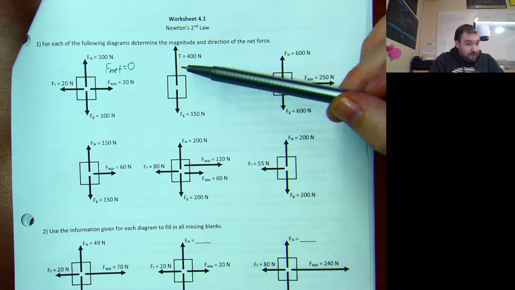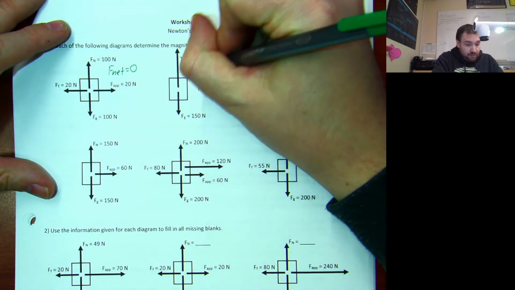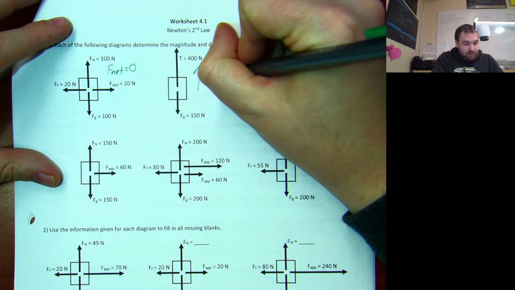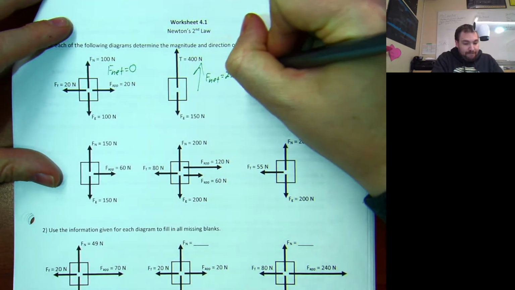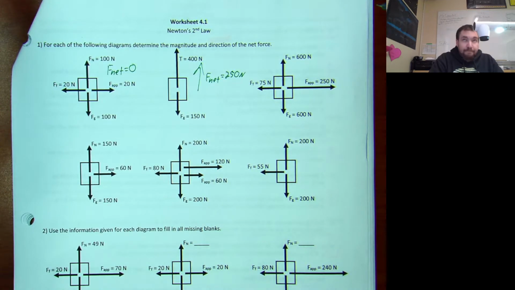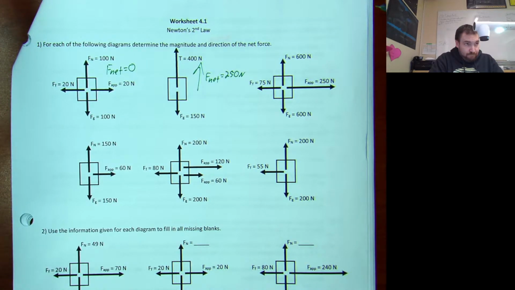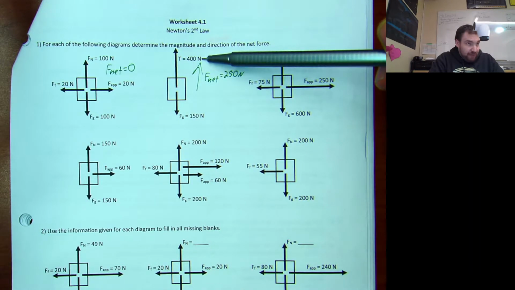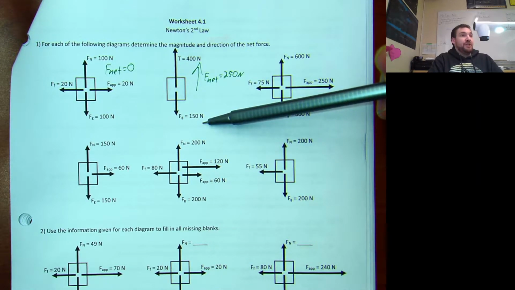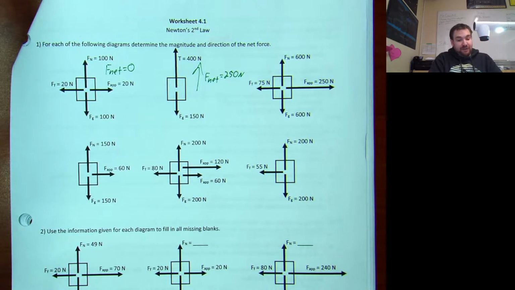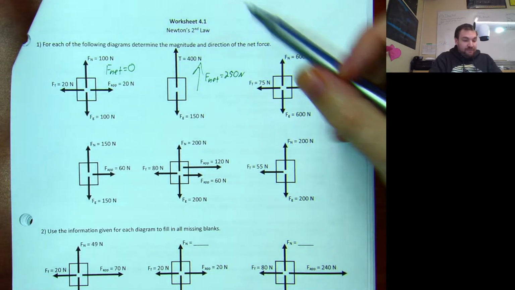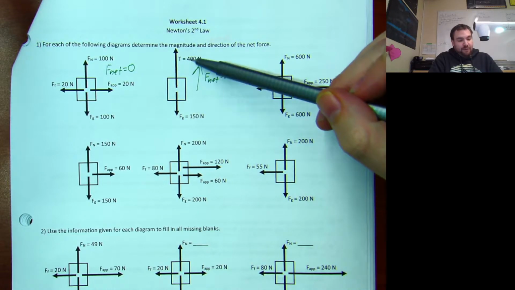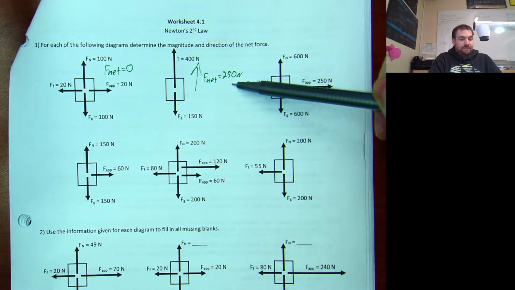How about this one? The net force here is, and which way? Down. You sure? Fine, up. Why is it up? No, but hold on, just look at the numbers. Why is the F net 250 up? It says 400 newtons up. Yeah, because this guy's pulling up 400 and gravity's pulling down 150. So the net force is the sum of those forces. Up is positive, down is negative. So 400 minus 150 is going to give us a net force of 250.